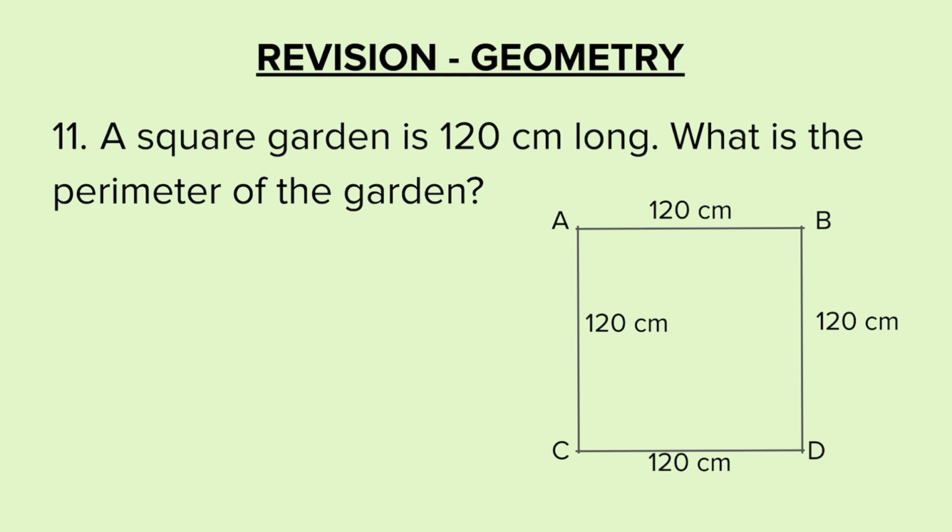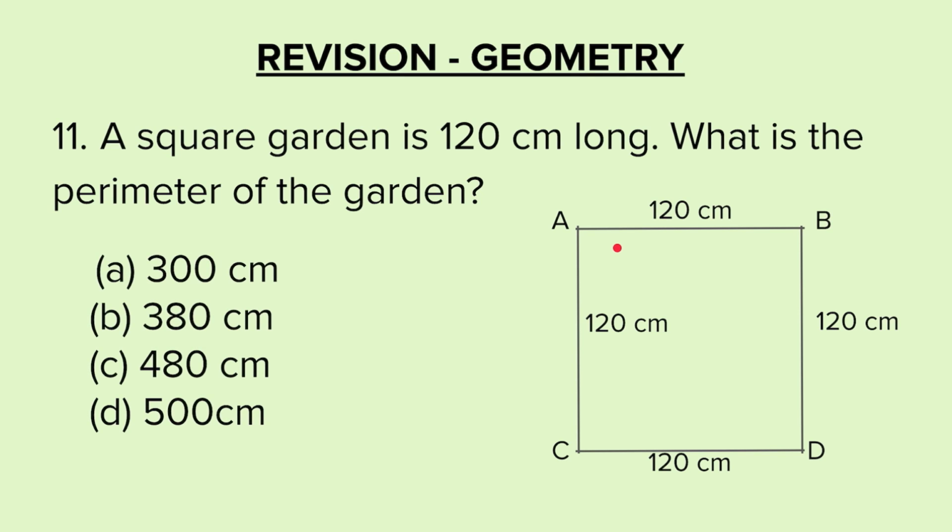A square garden is 120 centimeters long. What is the perimeter of the garden? When they say the square garden is 120 centimeters long, it means each side of the square garden is 120 centimeters. Now let's see the options. Here we have options with all the same units. So we have to now do the calculation part and find out which is the correct answer.